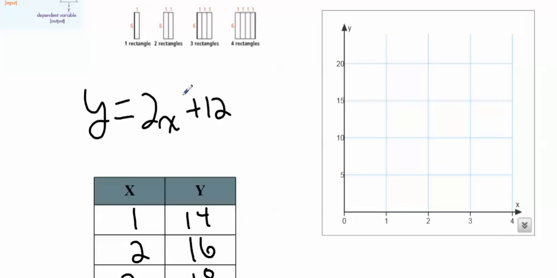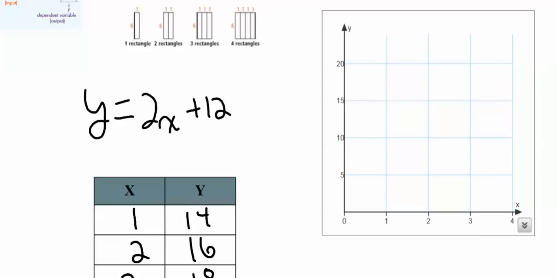Okay, so if you had to say it in words, you could say that if I multiply the number of rectangles in each figure by 2 to get the total length of the top, and then I add 12, then I get the perimeter. All right, I'm not too worried about the words if you can get the equation.